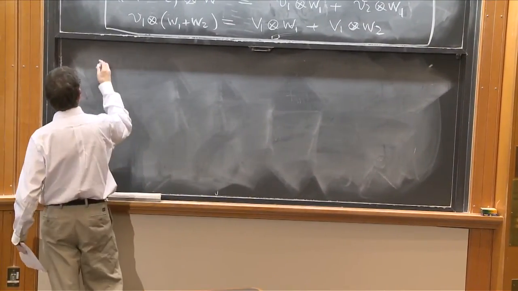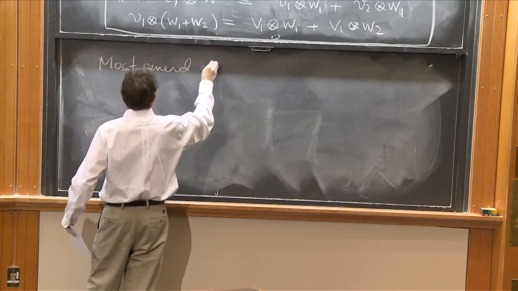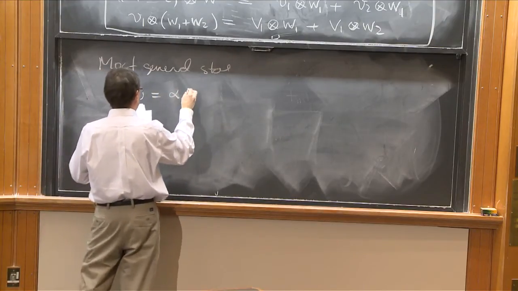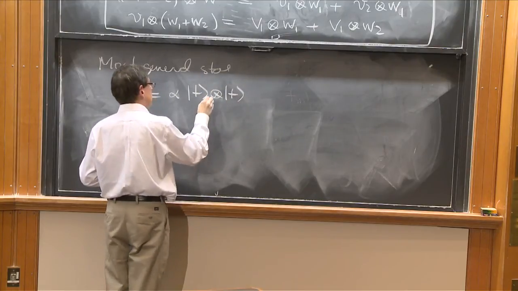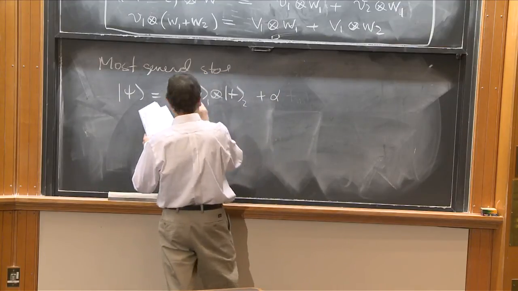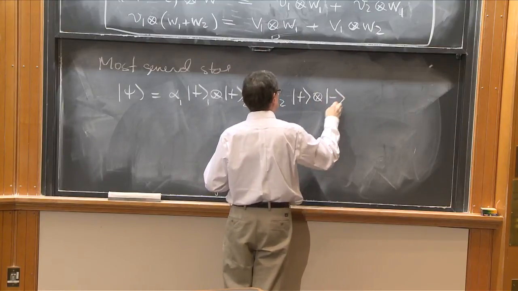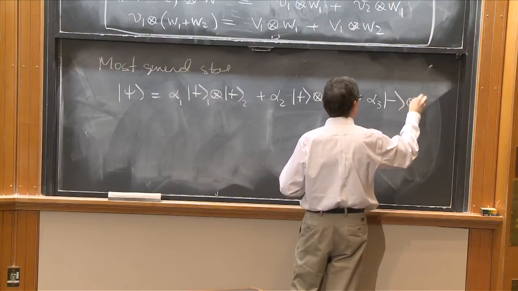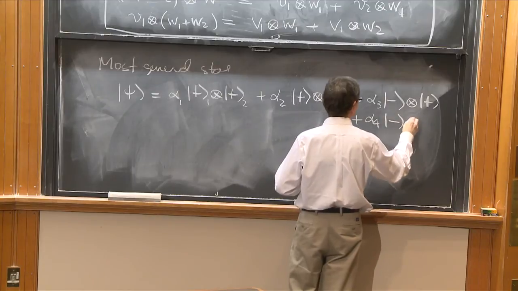The most general state is psi, which is alpha 1 plus plus, plus alpha 2 plus minus, plus alpha 3 minus plus, plus alpha 4 minus minus.